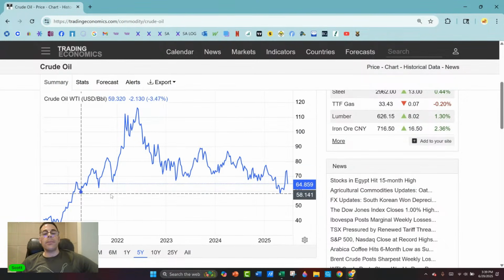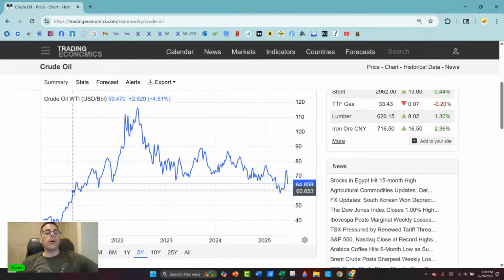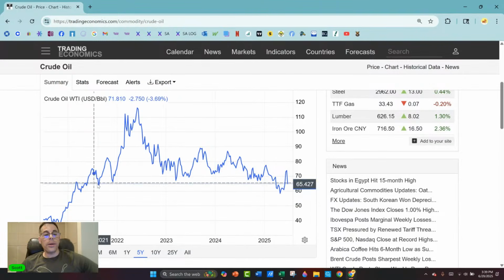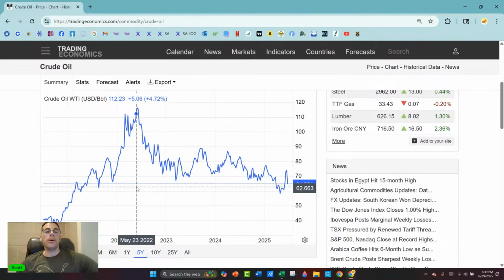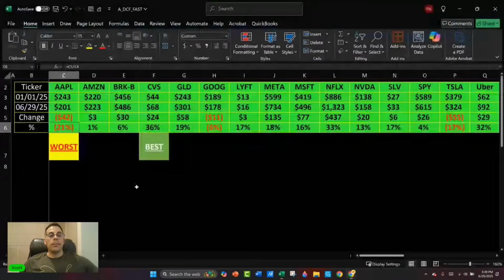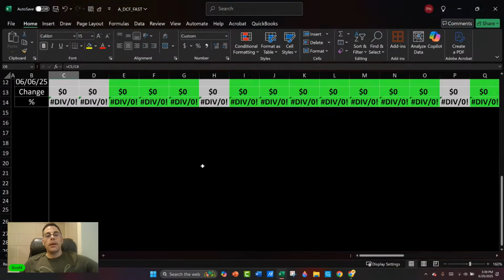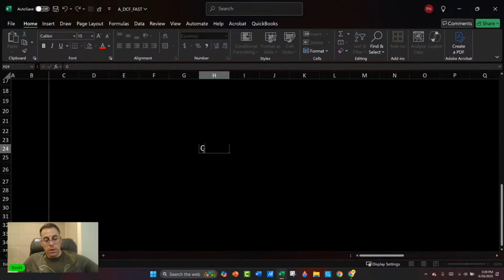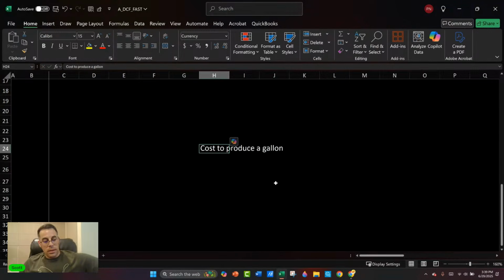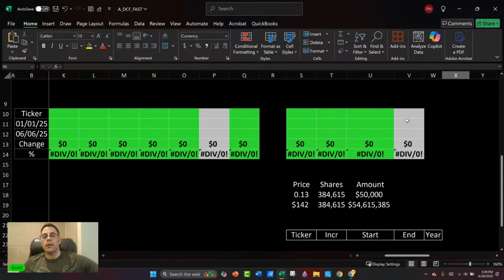And it's not sustainable below 50, because below 50, the companies producing oil cannot make money. They cannot be profitable. Because if it costs to produce a gallon, you might have companies.